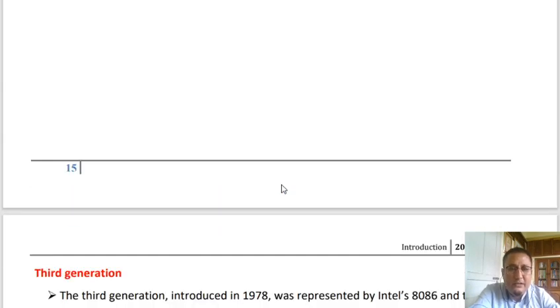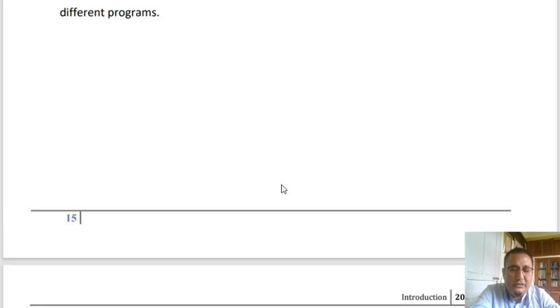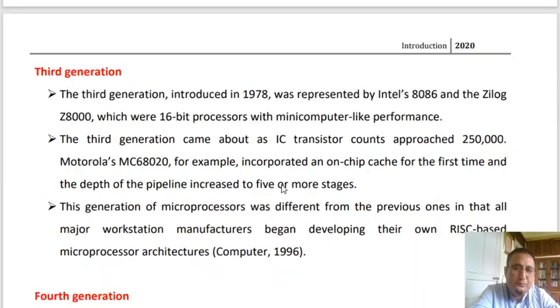Now, after discussing the first and the second generation microprocessors, we came to know how the transition has taken place. To increase the instruction throughput, we have moved on from instruction interleaved execution to phase interleaved execution.